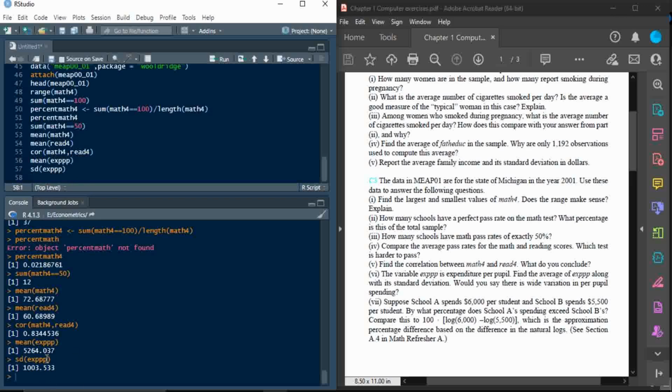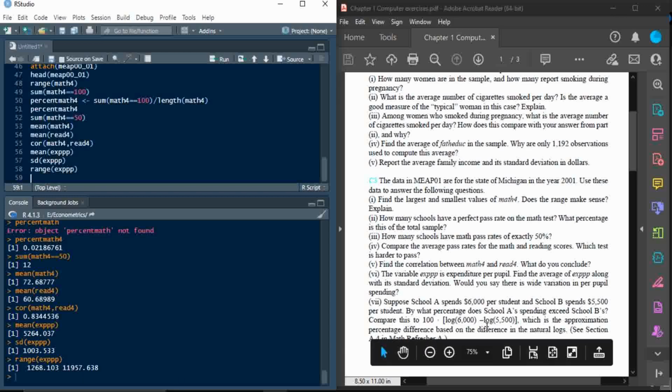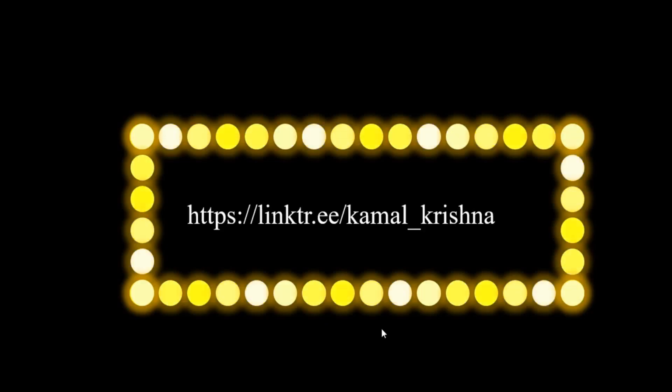So it's comparatively high, and I'm sure in this column also the range of this data column is very high. See, the minimum expenditure per pupil is 1268, and the maximum expenditure is 11,957. So that's why the standard deviation is more. So yeah, we can say there is a wide variation in per pupil spending.